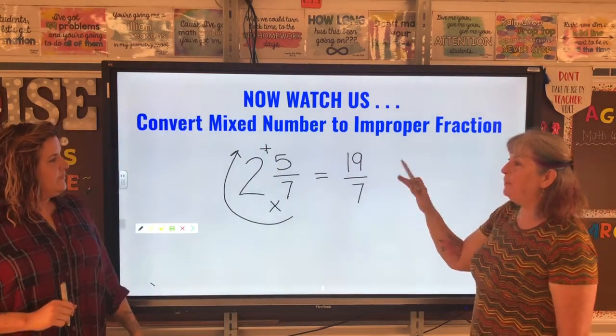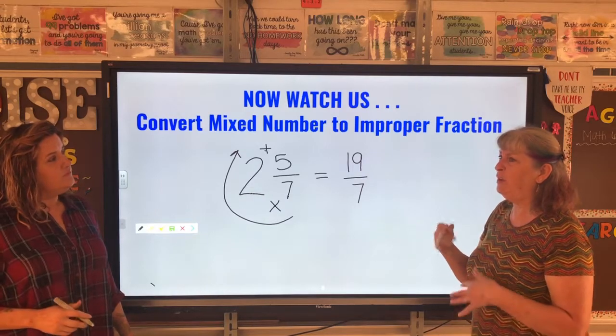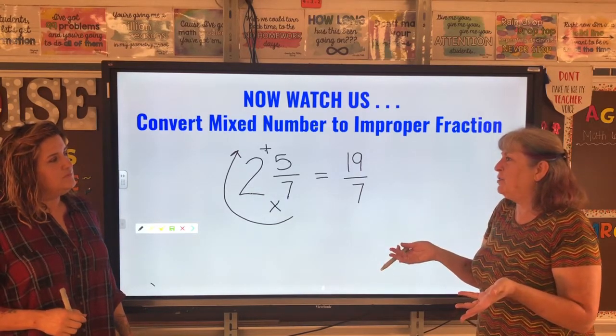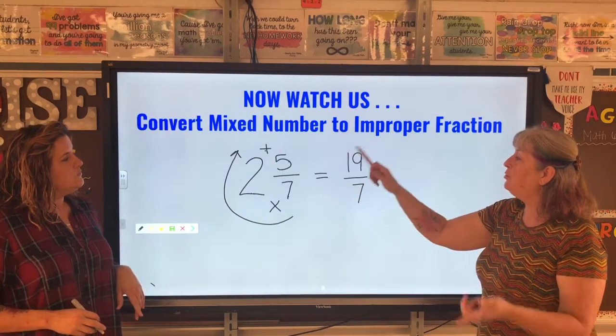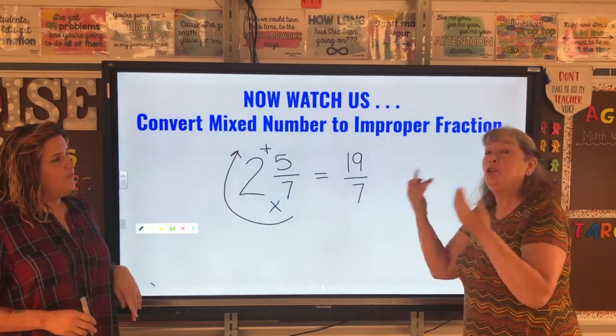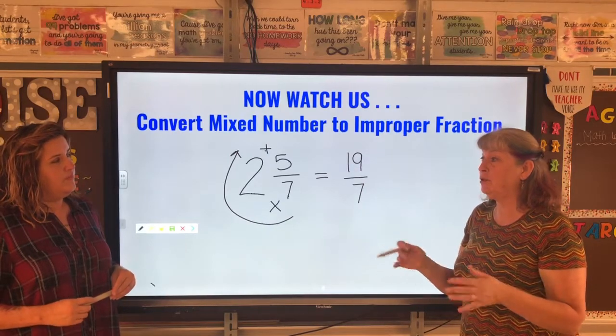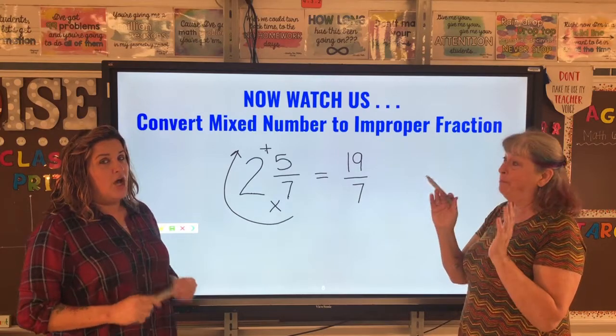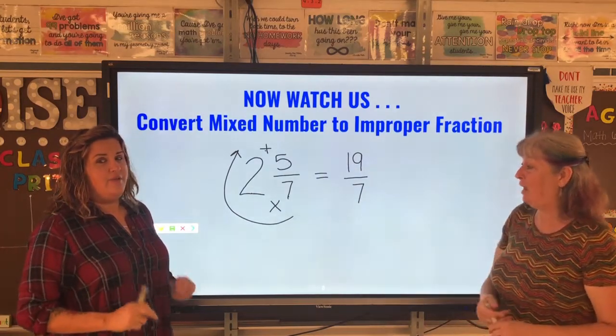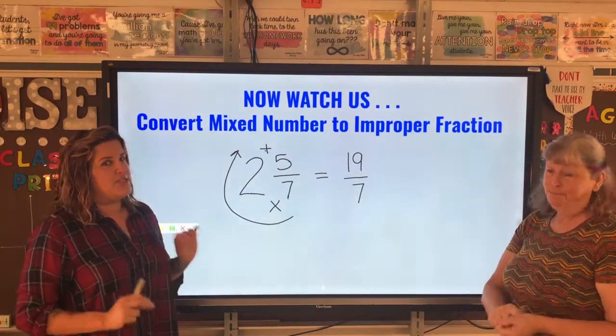Now, typically when we see an improper fraction as a final answer, we have to change it to a mixed number. But in this case, we're doing this step so that we can use it to make our other problems easier. So this is a process that we're going to use within fractions a lot. When we multiply and divide fractions, we're going to use these improper fractions a lot.